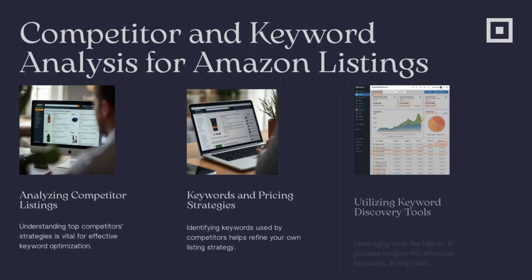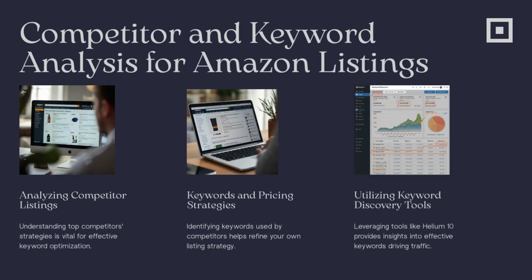In the next step, which is Step 2, the competitor and keyword analysis for the Amazon listing. This is the step where we need to understand the market. Here I analyze top competitors to see what's working in their listings, from keywords to pricing and reviews. So how should we do this?